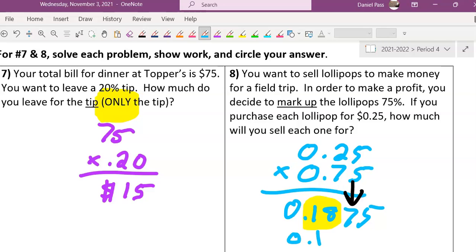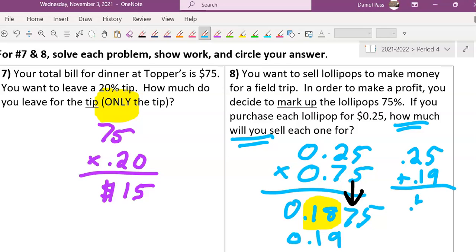Okay, are we done? No. After that, we add it to 0.25. Right, because how much will you sell it for? That is a final price problem. So we do 0.25 plus 0.19, and it equals 0.44. Okay, so the final price answer is 44 cents. Thank you, Pencil.